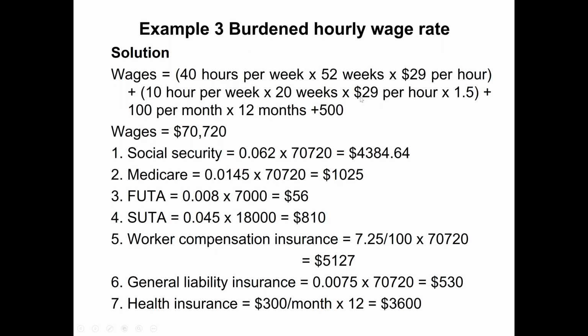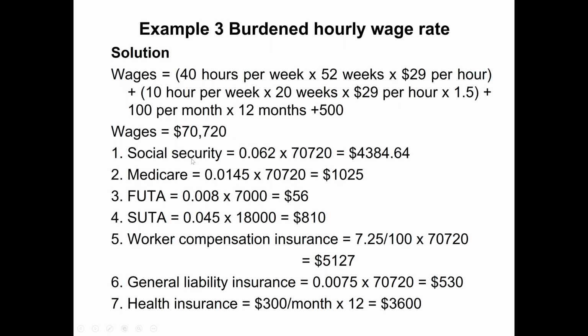The overtime rate was 29 multiplied by 1.5, so overtime was 1.5 times more. Plus this worker got $100 per month multiplied by 12 annually, so $1,200 is the gas allowance. And then there was an annual bonus: this person received a one-time $500 bonus. So his wages become $70,720. This is like his take-home salary.